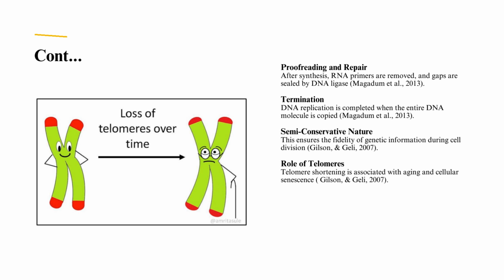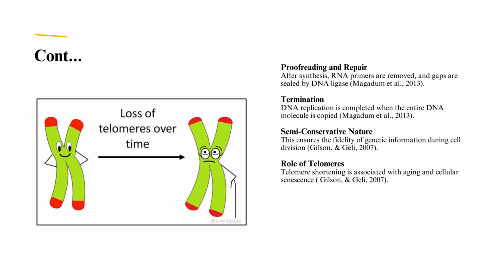Next is termination. DNA replication is completed when the entire DNA molecule is copied. The result is two identical DNA molecules, each containing one original and one newly synthesized strand.